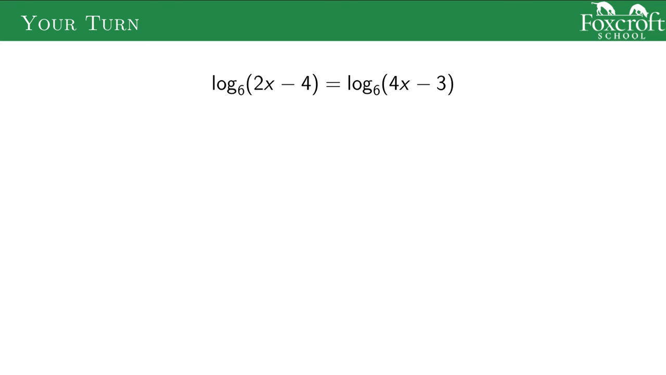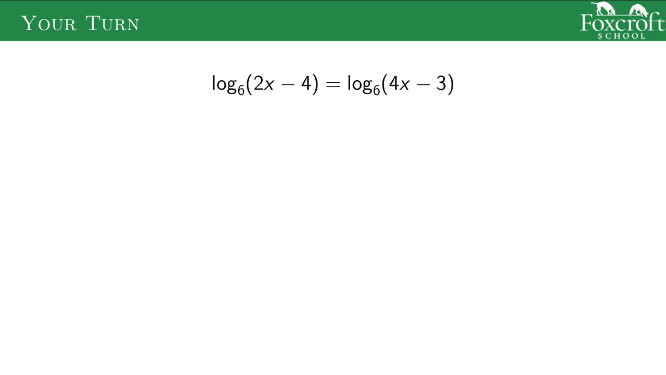All right, so here's one for you to try on your own. Log base 6 of 2x minus 4 equals log base 6 of 4x minus 3. When you do the work, you get down to x equals negative 1/2, and I think most of you can probably get there. However, there's actually one more step to this.